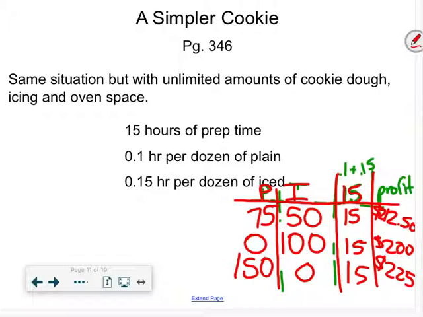So in the original problem, is this combination okay? 150? No, because we only have 140 oven space, correct? So in this particular problem, only working on the time, yes. So we still don't know for sure if we found the max on the original problem.